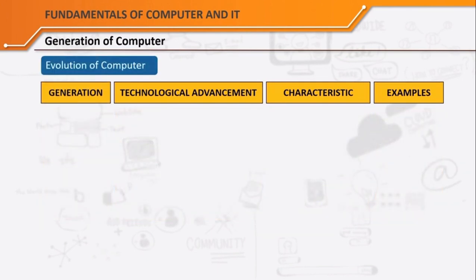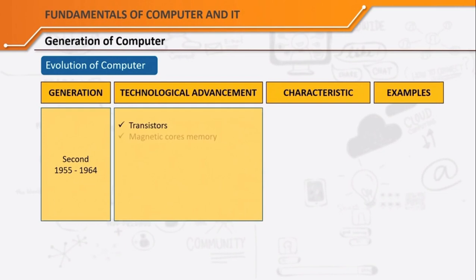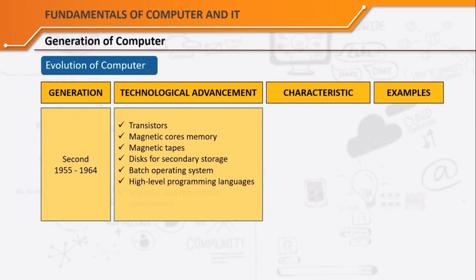Now we'll see the details of the second generation computer. In this tabular form, initially we start with the generation time period. The generation time period for the second generation is from 1955 to 1964. Then again it goes through various technology advancements like transistors, magnetic core memory, magnetic tapes, disk as secondary storage, batch operating systems, high-level programming languages, and scientific and commercial applications. These are the major advancements which took place in the second generation computer.